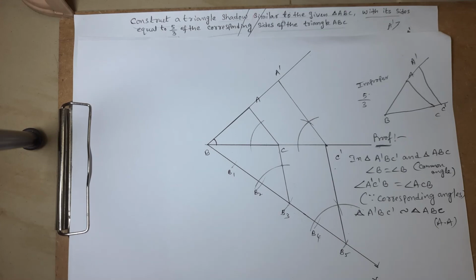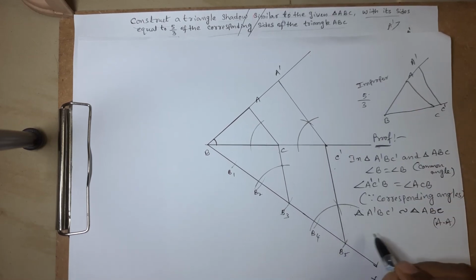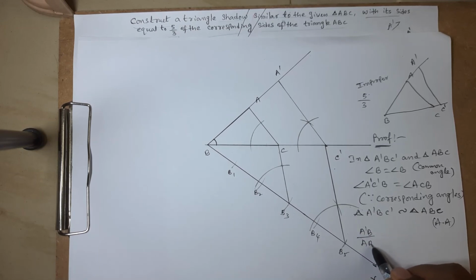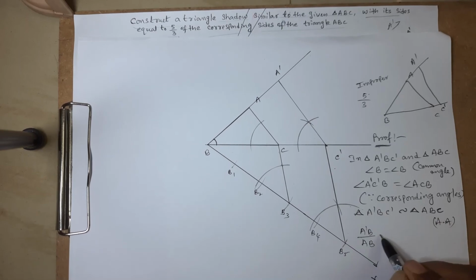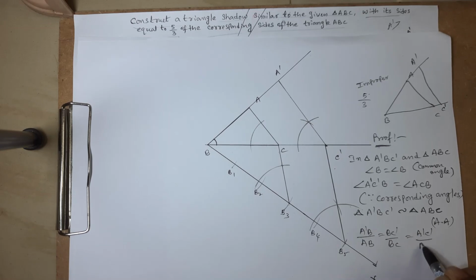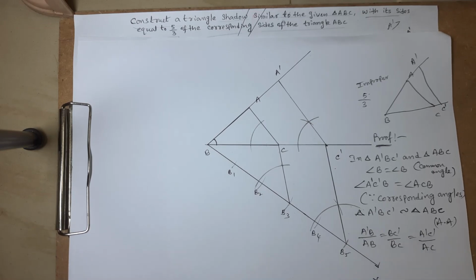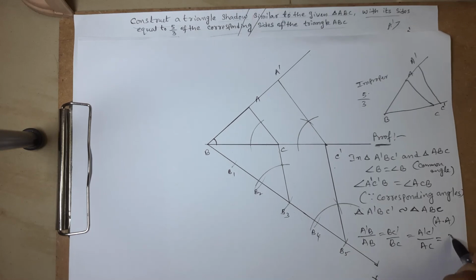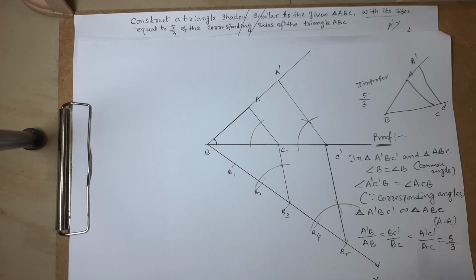You must write this proof, my dear students. Don't forget to write. Marks will be given for this rough figure and proof also. Now whenever two triangles are similar, according to the definition, the corresponding sides are proportional. That means A'B by AB, BC' by BC, and A'C' by AC, so this ratio is equal to 5 by 3, 5:3.